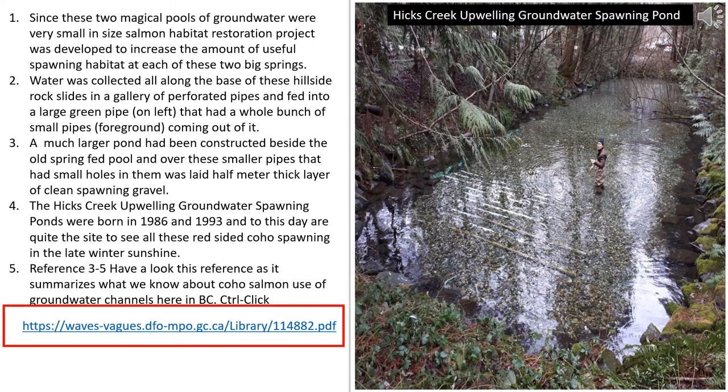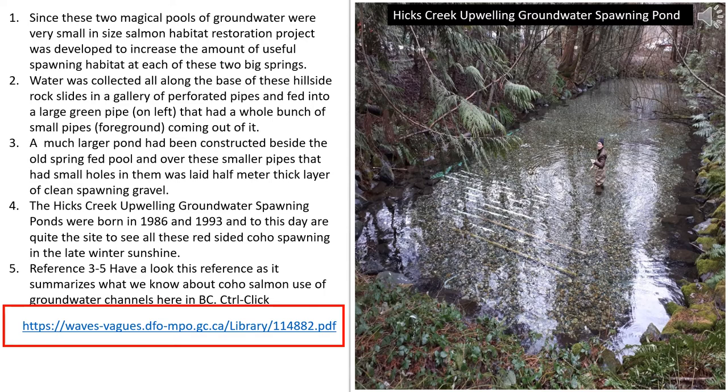The large solid pipe is just exposed. It's that bright green pipe you can see. And you can see the little white pipes coming off it. Each of those have little perforations in it. Now, typically they would be under the gravel, as I said, about a half a meter, and that water would upwell slowly across the whole pond.